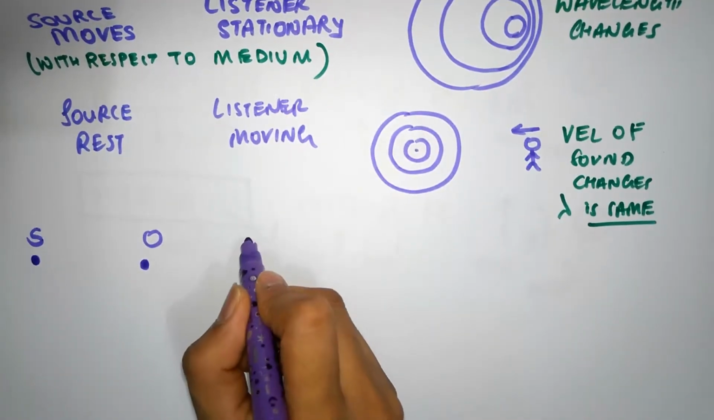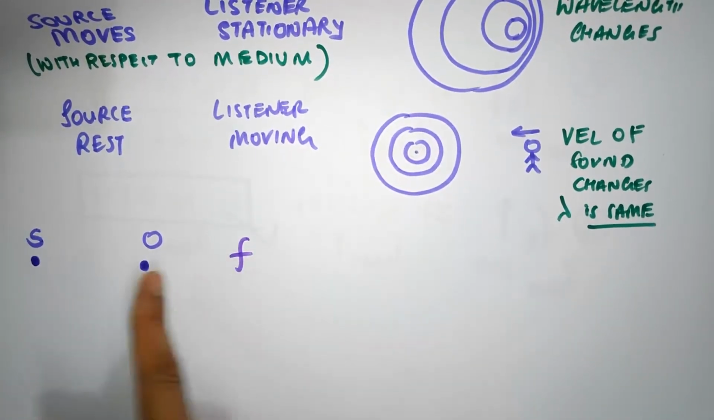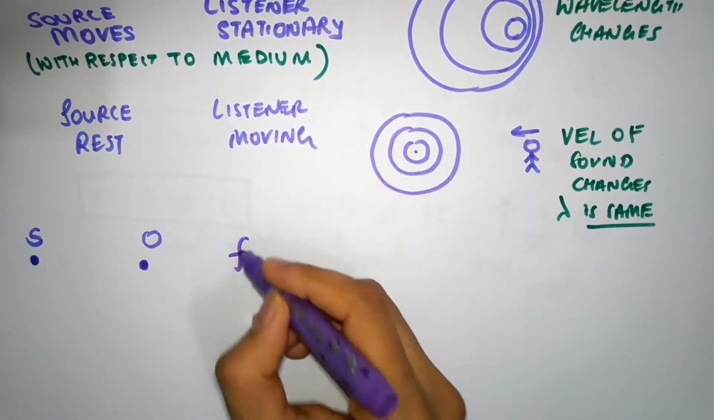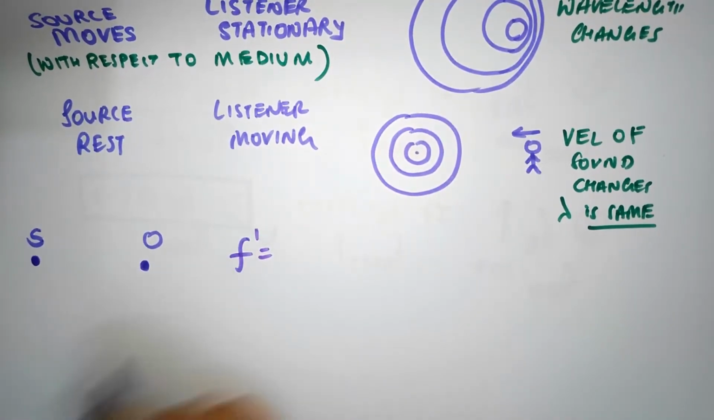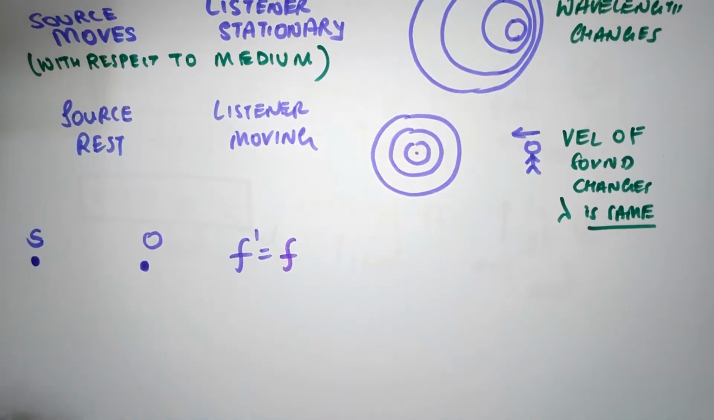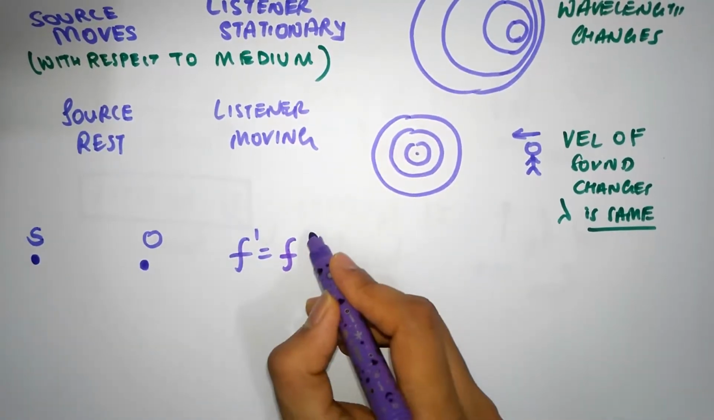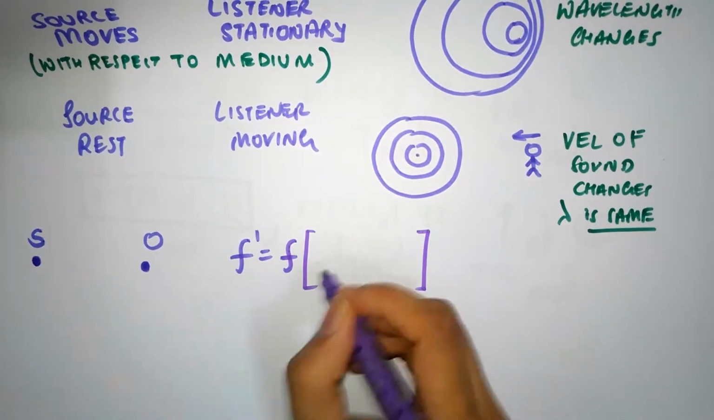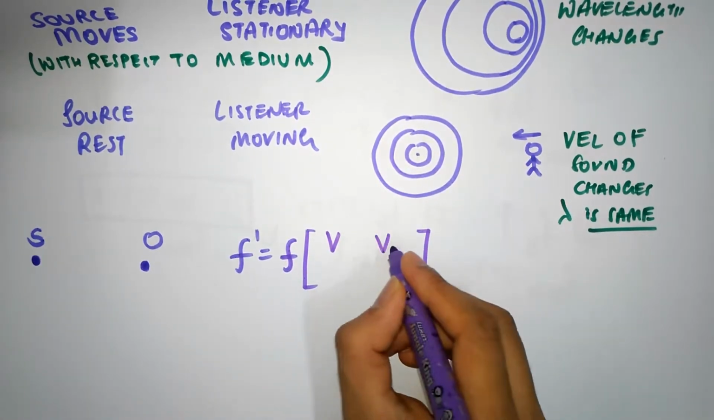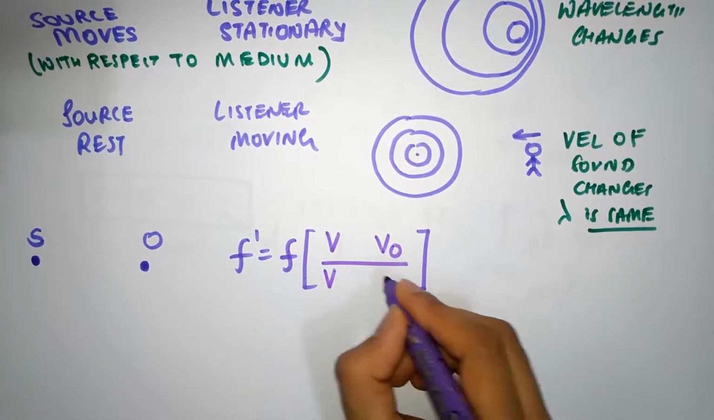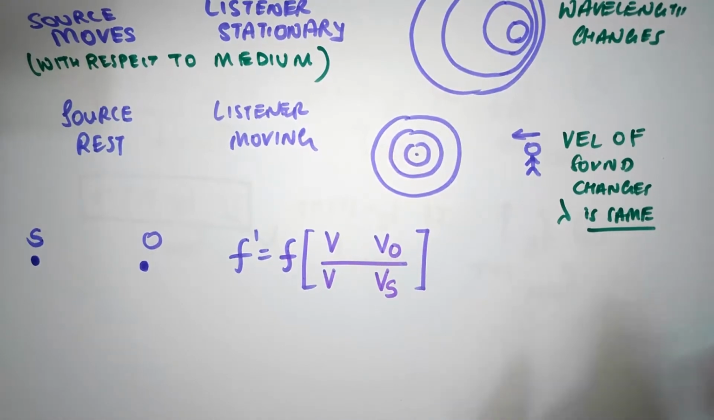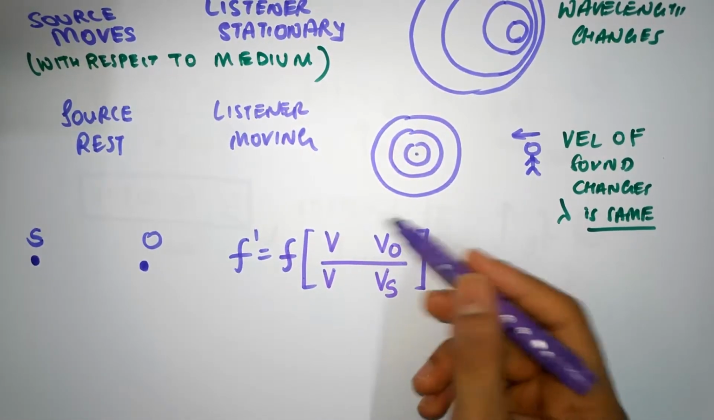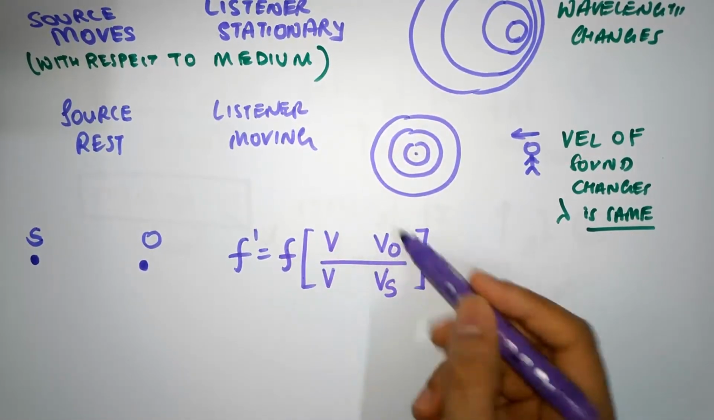Then the apparent frequency registered by the observer or the listener, I'm going to call it f prime, is going to be equal to f, that's the original frequency, times (v ± vo) over (v ± vs). In the numerator, it's the observer's motion that plays a role.